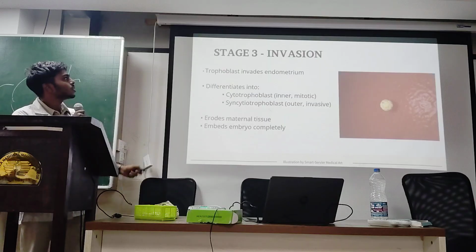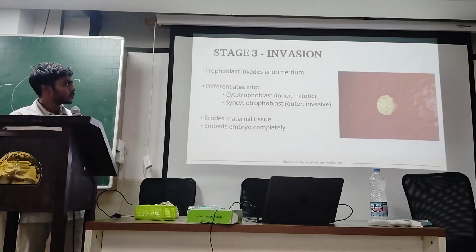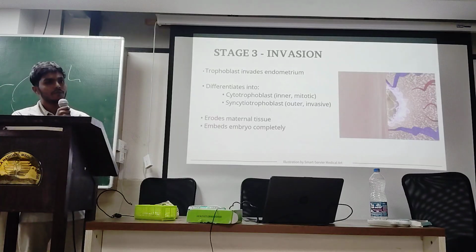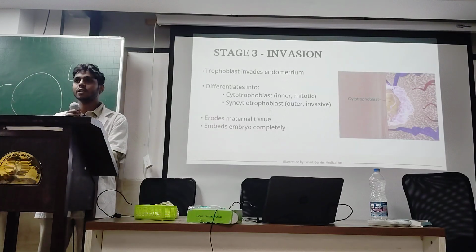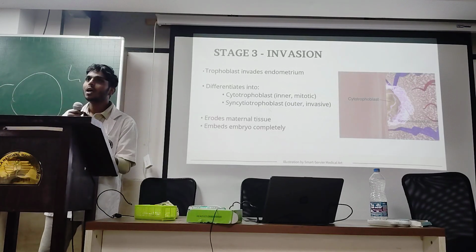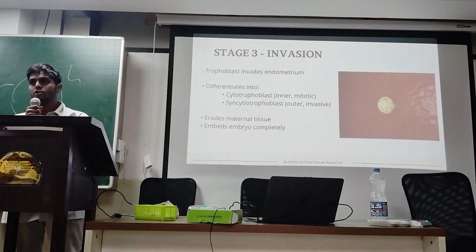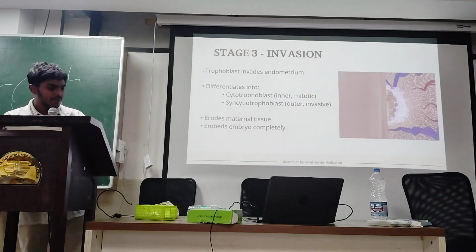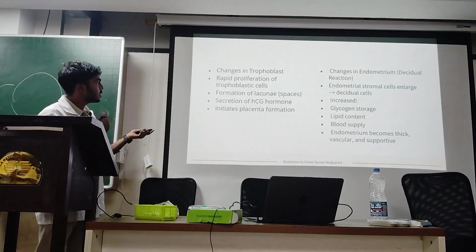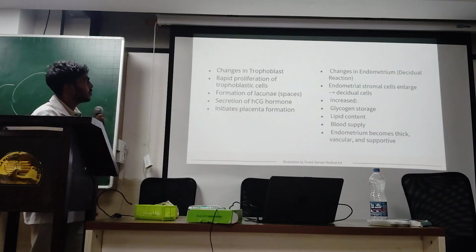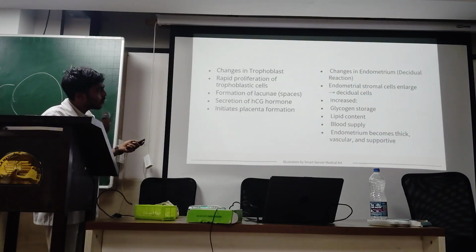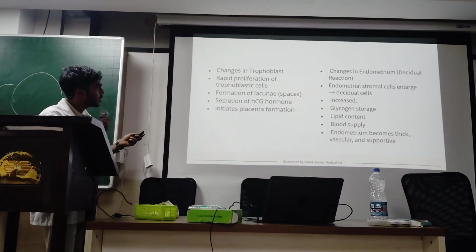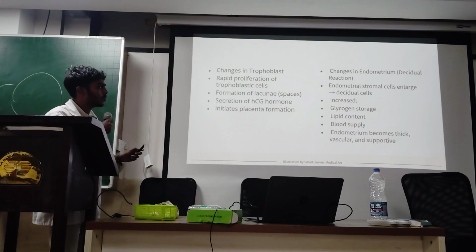Now the last stage is invasion. The trophoblast invades the endometrium and finally differentiates into cytotrophoblast. The inner side of the trophoblast differentiates into cytotrophoblast and the outer part differentiates into syncytiotrophoblast. There are a few structural changes after the invasion. The changes in trophoblast occur as rapid proliferation of trophoblastic cells and formation of lacunae or spaces. The third is secretion of HCG hormone and finally initiation of placenta formation.